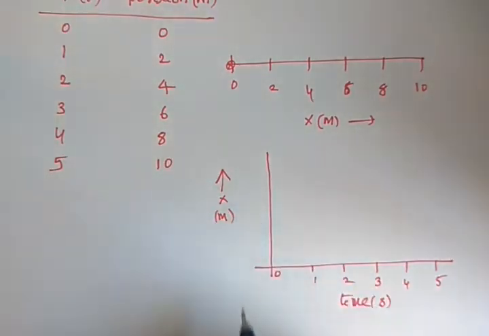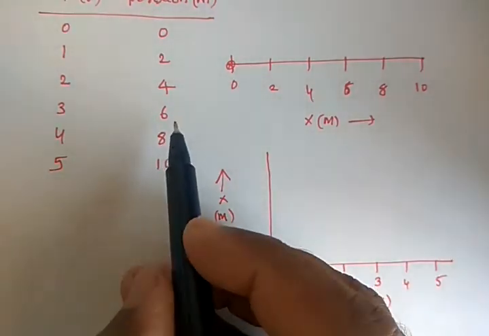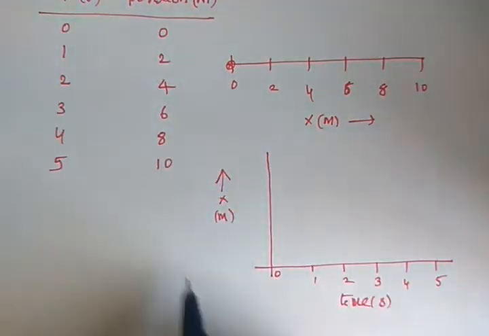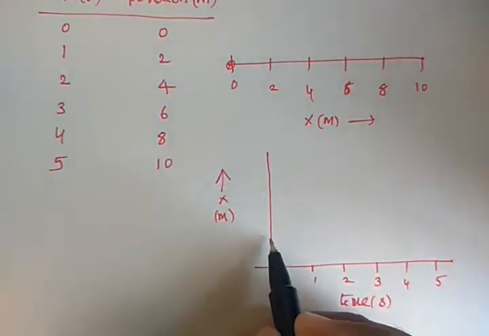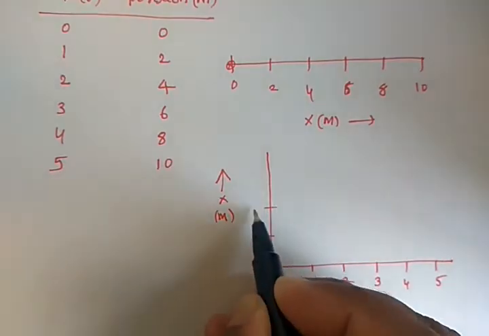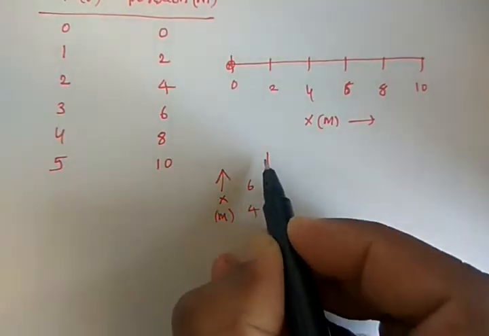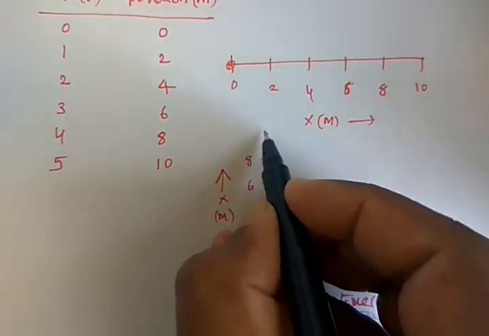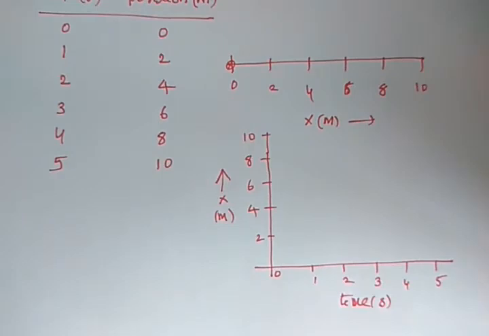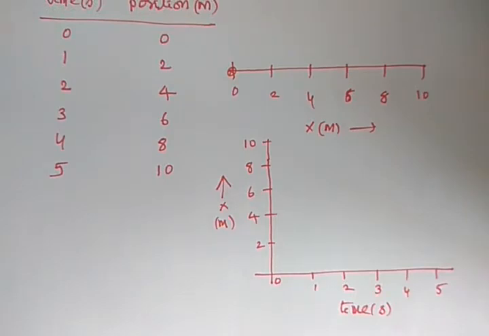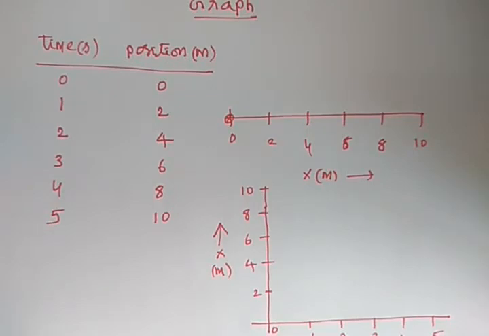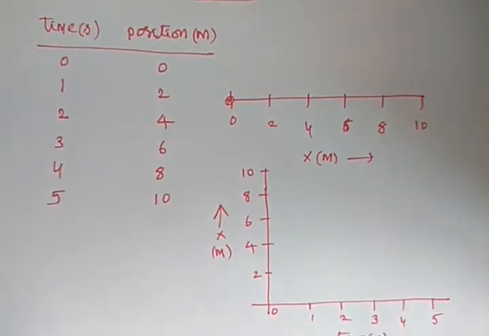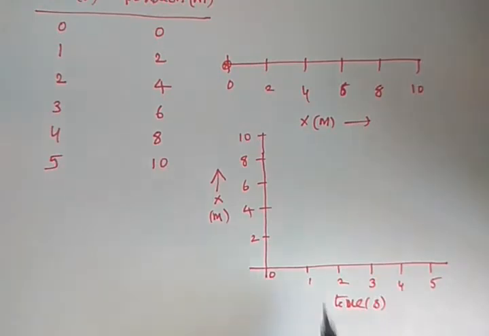And now on the position axis, because it's going from 0 to 10, you can take each grid as 2 units. So the first point is 2, the second point is 4, the third point is 6, the next is 8, and the final point is 10. Now let us identify this. When time t is 0, the location of the particle is also 0, so you get a point here.